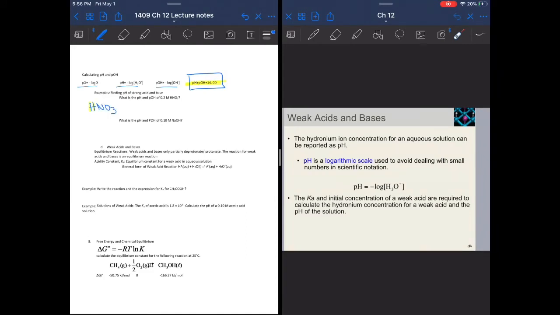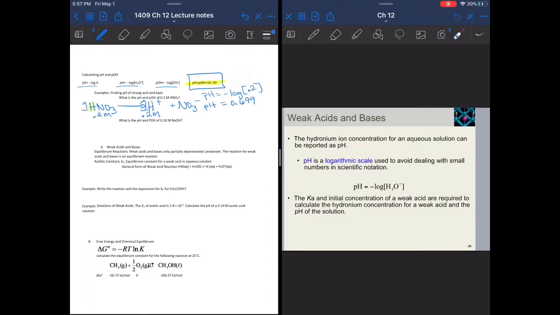HNO3 is going to completely dissociate into H plus and NO3 minus. And since this is 1 to 1, if there is 1 mole of HNO3, there would be 1 mole of H plus. If there is 0.2 moles HNO3, there will be 0.2 moles H plus. So pH is pretty easy. It's going to be negative log of 0.2. So the pH equals 0.699. Well below 7, makes sense.